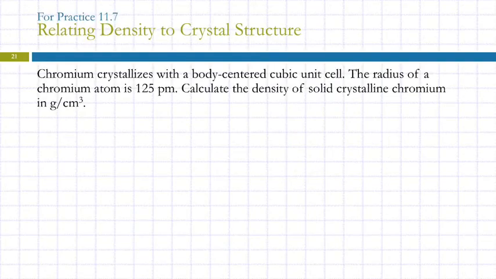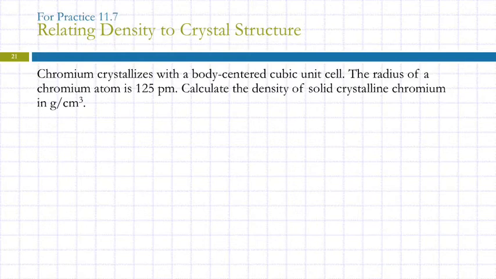So we could do a problem like this as well. Chromium crystallizes with a body-centered cubic unit cell. The radius of a chromium atom is 125 picometers. Calculate the density of solid crystalline chromium in grams per cubic centimeter. The density of a metal depends on how those atoms are put together, right? Because you can't pack spheres without empty space.